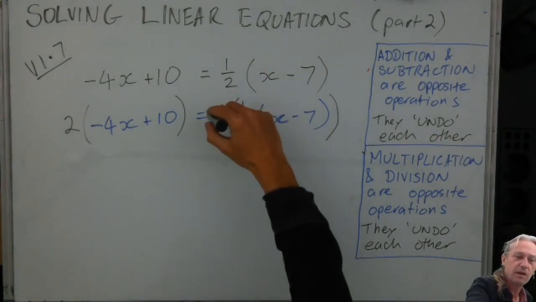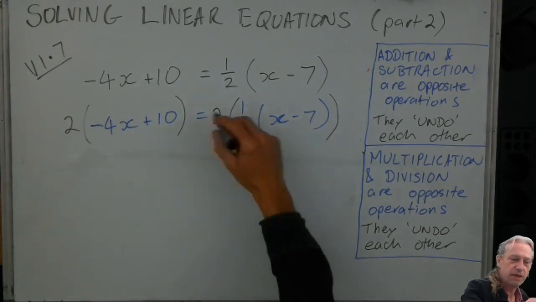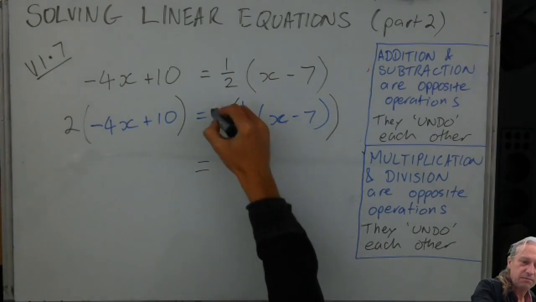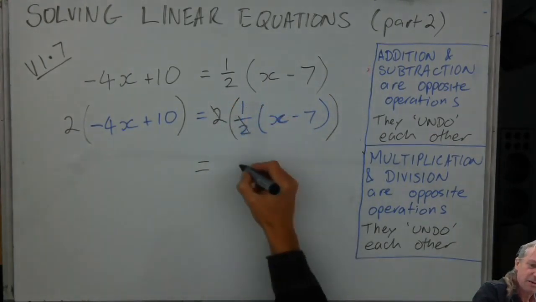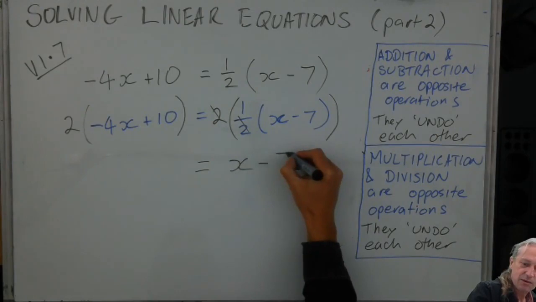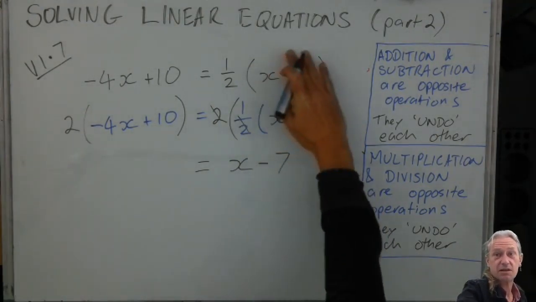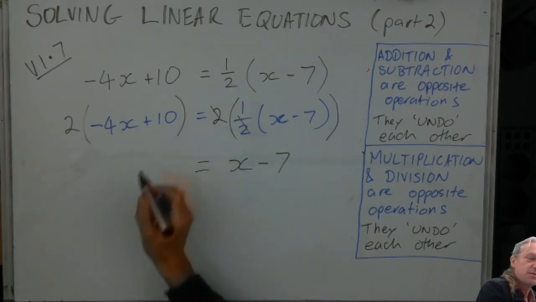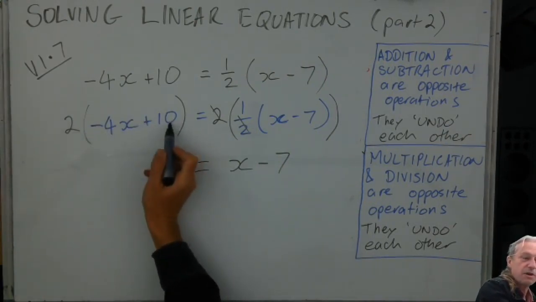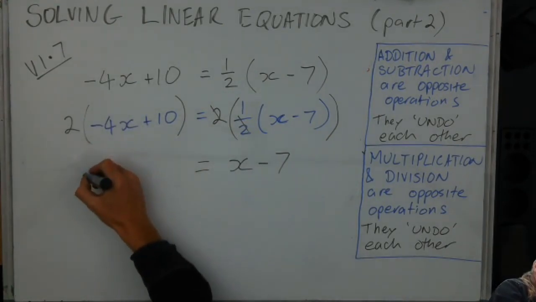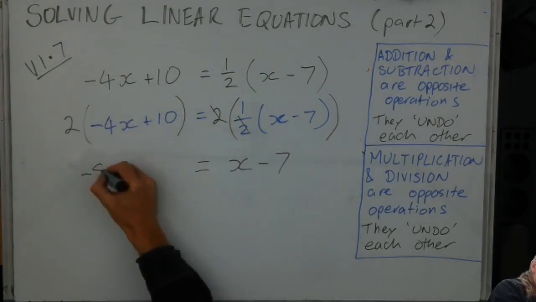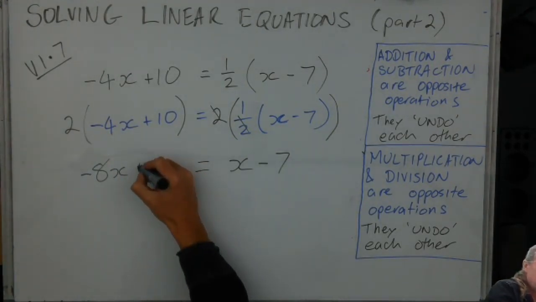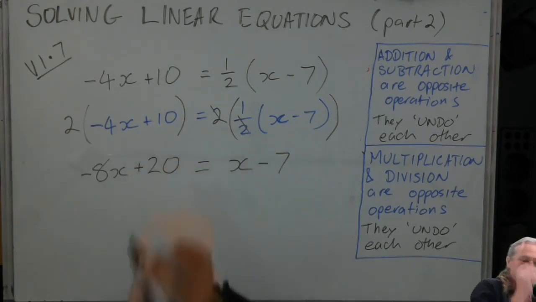So over here, 2 divided by 2, it cancels. So really, that cancels with that, and we end up on this side with x take away 7. Just this thing. Over here, we need to expand the brackets out, so we're multiplying both of these terms by 2 separately. So we've got negative 4 times 2 is negative 8x, and 2 times 10, and they're both positive, so that gives us 20.